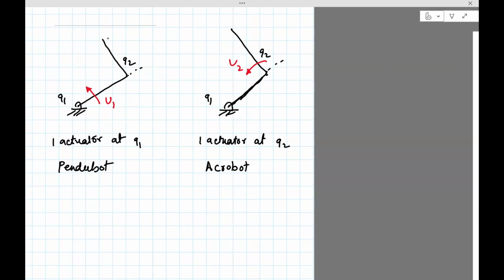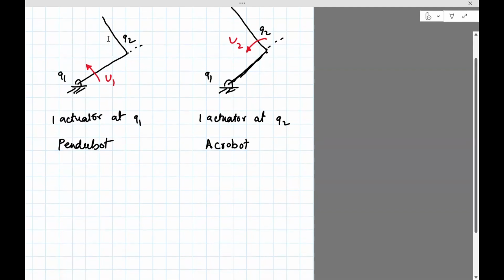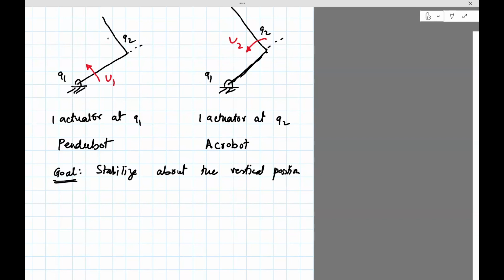Okay, so our goal here for both these systems is to stabilize about the vertical position. Okay, that's our goal. So it's going to be upright. Then you hit it with a stick or perturb it, and it should stabilize. So this is how we'll do it.